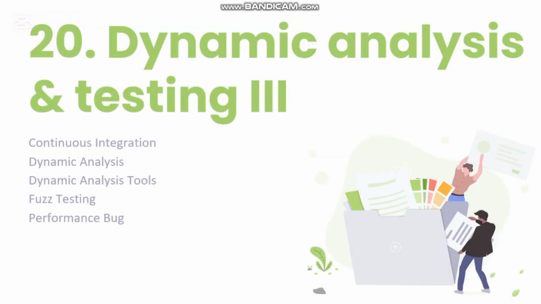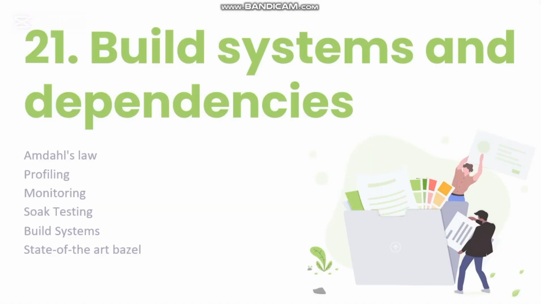In the next lecture, lecture number 20, we have dynamic analysis part 3, which includes continuous integration, which means we continuously integrate the code as we are developing it, and we also use tools for it. Then we have dynamic analysis tools, which include debugger, etc. Then we have fuzz testing, and then we have performance bugs.